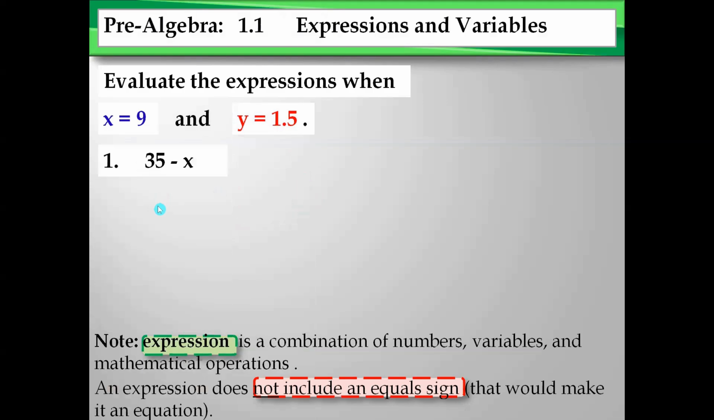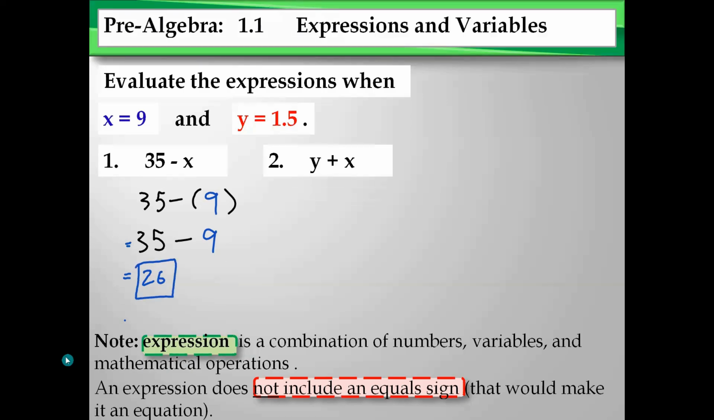So let's look at our first problem. Here in number 1, we have 35 minus x. What we want to do is copy down our problem and substitute in x with the number 9. Whenever you do any form of substitution, it's a good idea to draw parentheses to make sure that we follow all the order of operations, and it makes it easier to deal with negatives. So we're going to start simplifying. What ends up happening is we have 35 minus 9, and this will just end up being 26. And that's our answer in our first example.